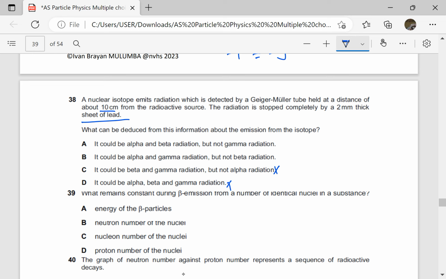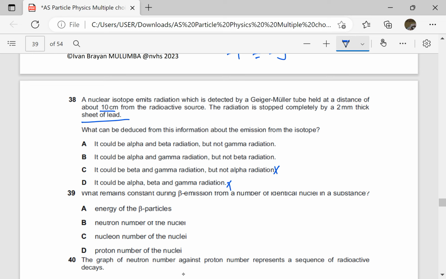Not at all. Not all of them, because we know alpha is stopped and beta is also stopped. So it is only gamma radiation which may not be stopped by a few millimeters of thick sheet of lead. 2 millimeters is very small. So it could be alpha and beta, but not gamma radiation. So the answer is A, because gamma radiation can travel even through a few millimeters of lead.